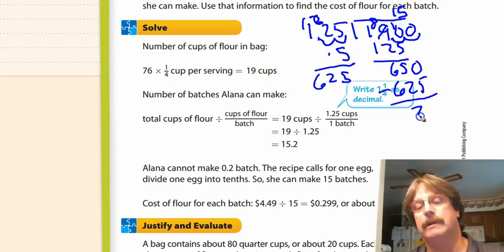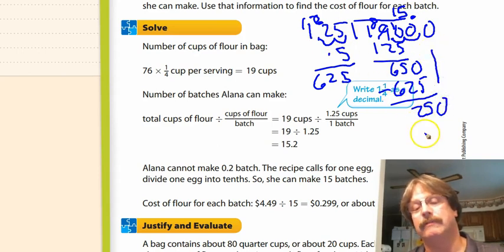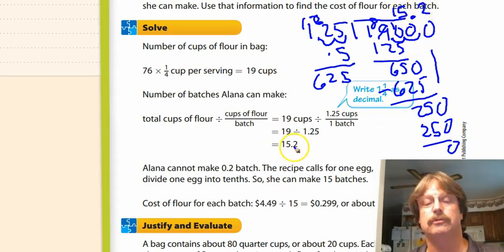So I'm left with 25 down here. I'm going to add a 0. My decimal's right there. Okay, so I bring down my 0. And I know 125 times 2 will give me 250. So I'm left with 0. Okay, so that's 2. So 15.2, okay, is how many batches that I can make.